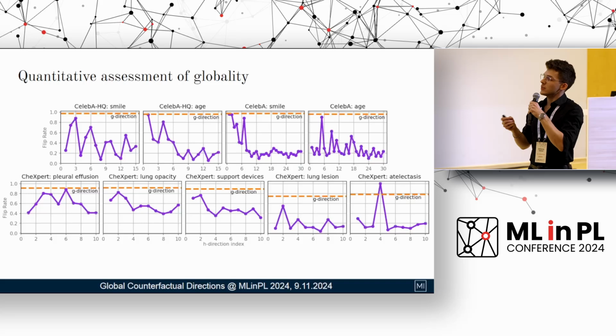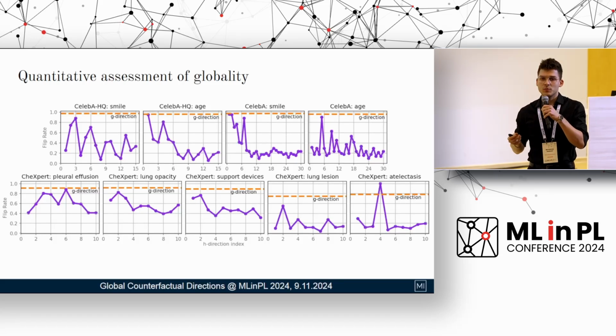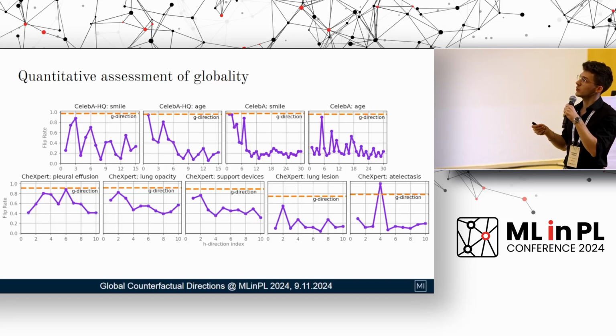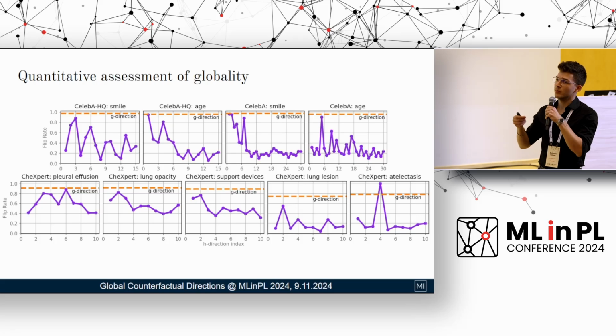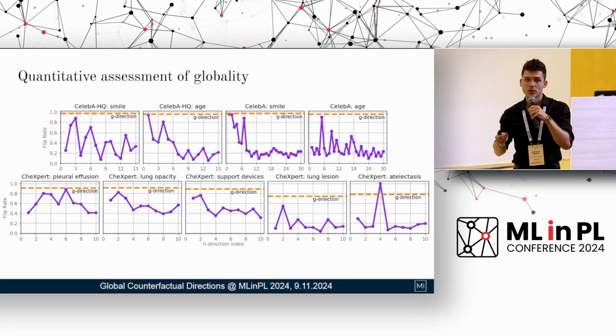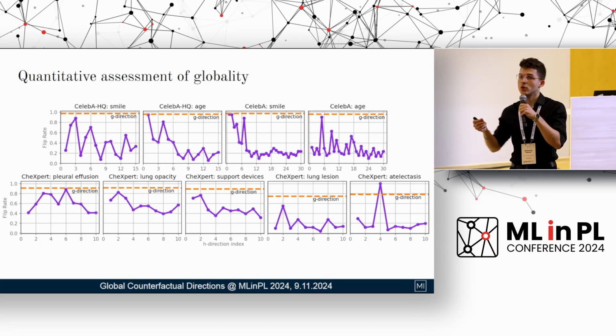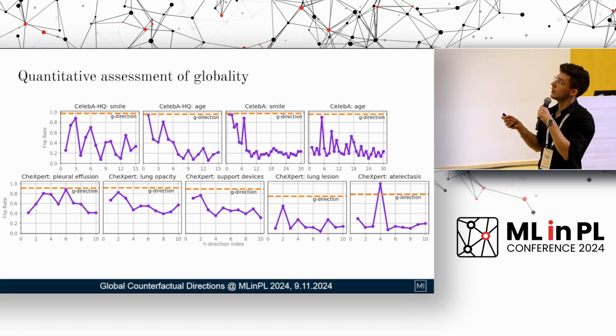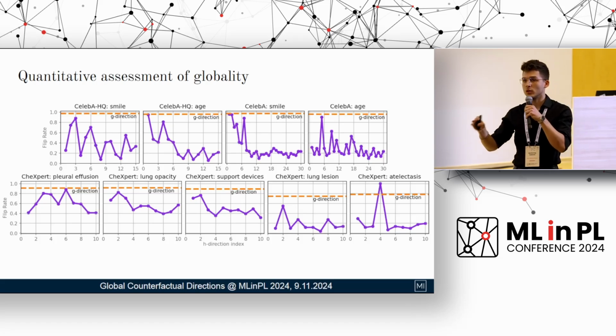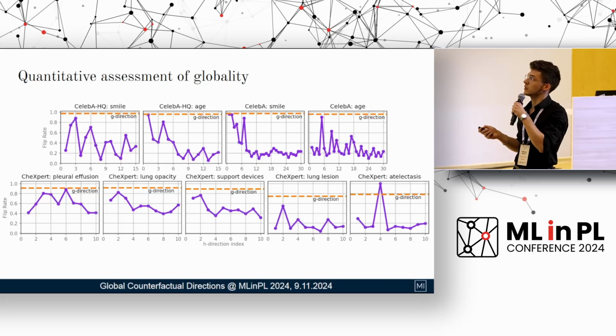So we assess the globality of those directions by simply computing the fraction of images for which the decision was flipped on some batch of samples and observe what happens for G directions and H directions. An interesting property is that the G direction is actually the strongest one, so we almost always flip the decision, while the H directions actually have this decreasing globality property, as you can see on the plots.